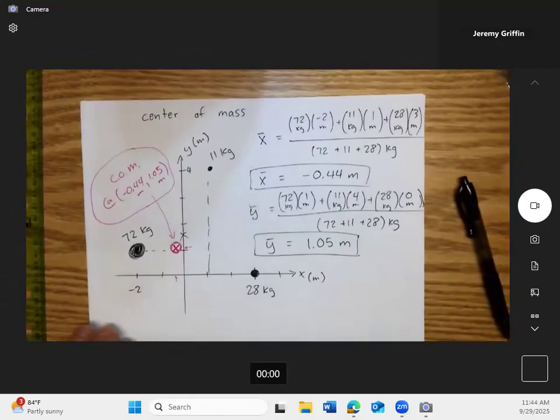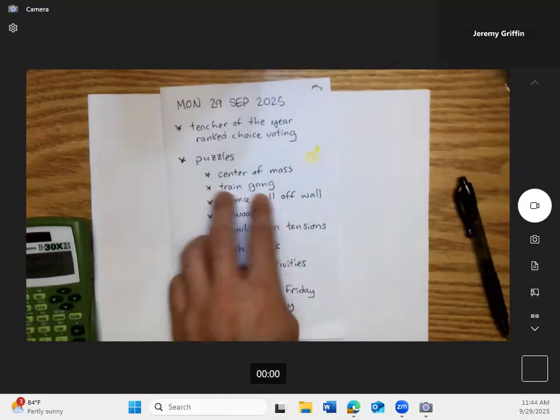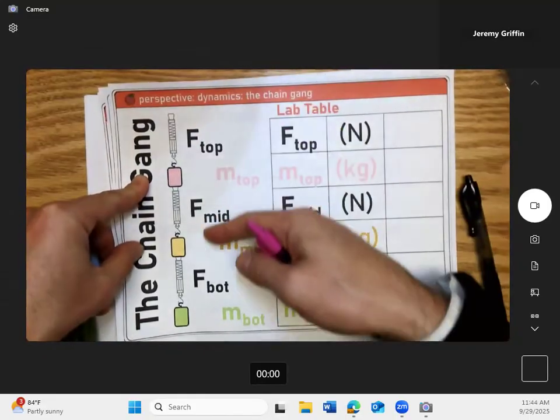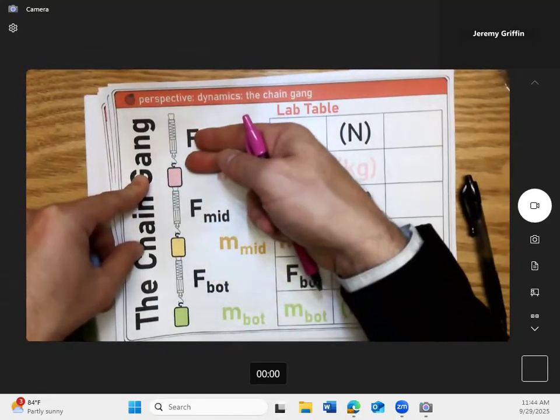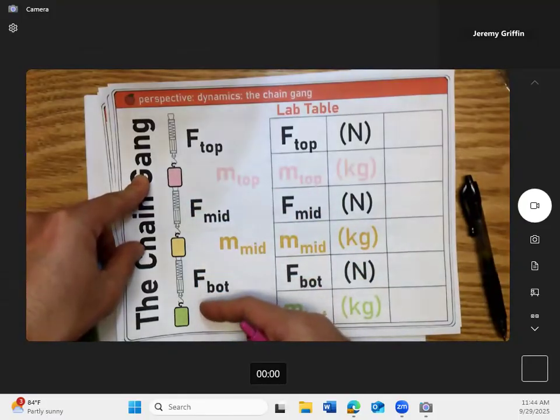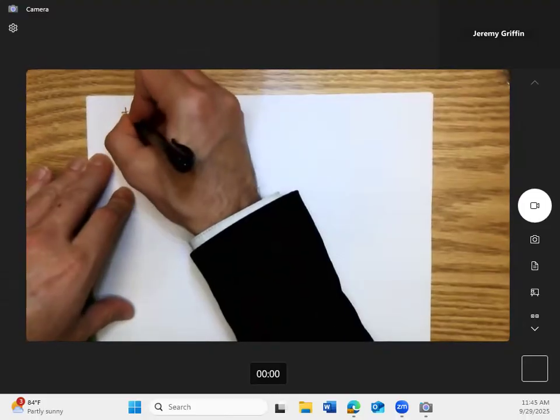All right, so that gives the center of mass of them. All right, next. Who's next here? Train gang. So we're going to start from this chain gang idea. You guys remember doing this mini lab? You had spring scales and weights like this, and the top spring scale had to hold all the weight beneath it. But by the time you got to the bottom spring scale, it only had to hold the one weight beneath it, which was not as much force. So we're just going to take that story and turn it horizontal and turn it into a train.